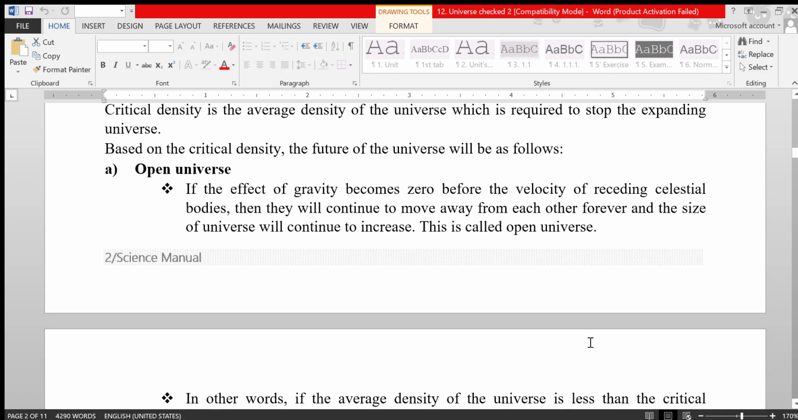Open universe. If the effect of gravity becomes zero before the velocity of receding celestial bodies, then they will continue to move away from each other forever, and the size of the universe will continue to increase. This is called open universe.